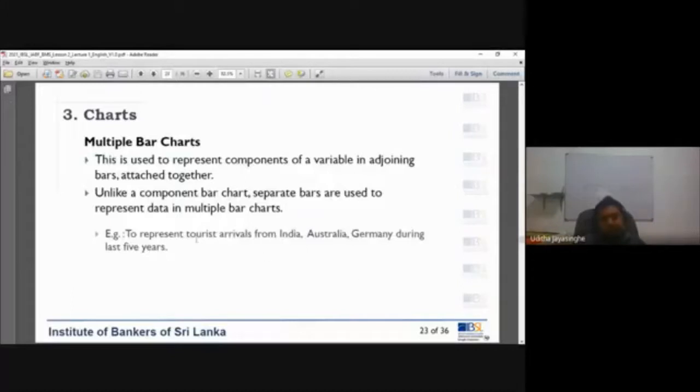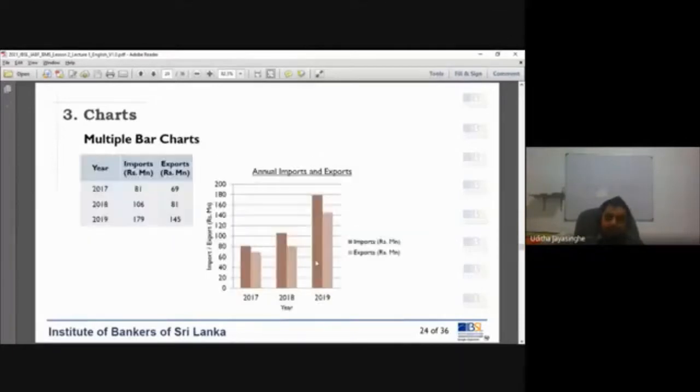So look at this example, to represent tourist arrivals from India, Australia, and Germany during the last 5 years. So I have only three countries and 5 years, so 15 items. If I went through the component bar chart methodology, I would be left with 5 bars, and I would have to eyeball India, Australia, and Germany under individual items. But if you use the multiple bar chart concept, it's pretty easy. You can tell your eye to focus on one color and look at what has happened, whether you can see an increasing or decreasing trend.